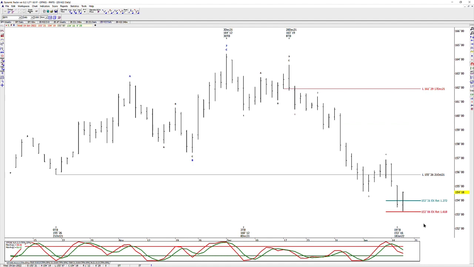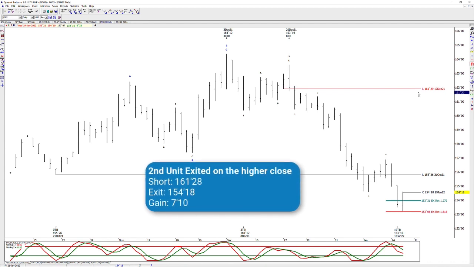And boy, the next day made what is called a bull reversal day, although the daily momentums are still bearish and not even oversold yet. But we exited that second unit for a very substantial profit, about 7 full points on the downside from the go short here to the exit on this close.